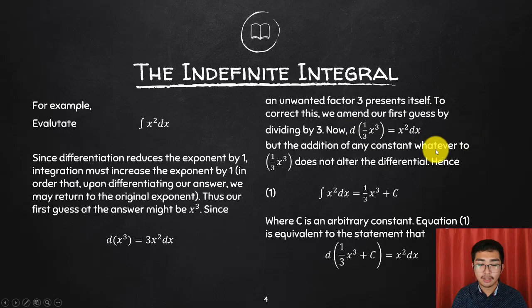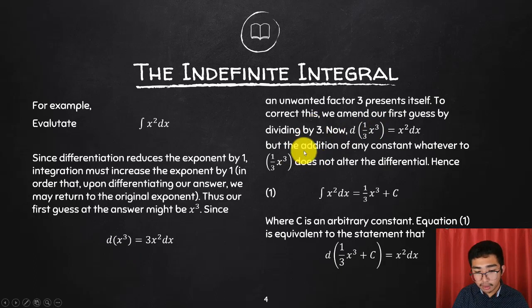But the addition of any constant, whatever, to 1/3 x cubed does not alter the differential. So we'll go to this later. Here, we now have a confident answer for the integral of x squared dx. So if you see, unlike x cubed, if you derive x cubed, it becomes 3x squared. We have 3 as an unwanted factor.